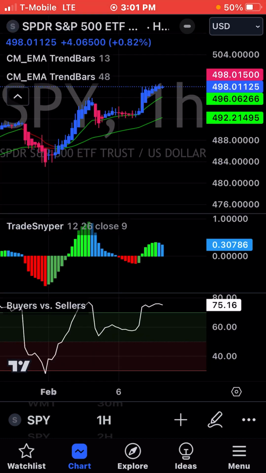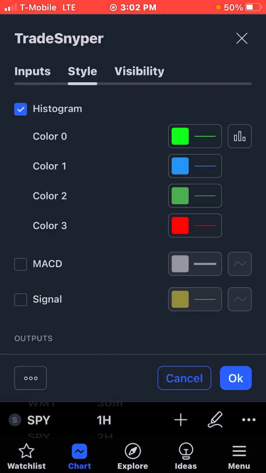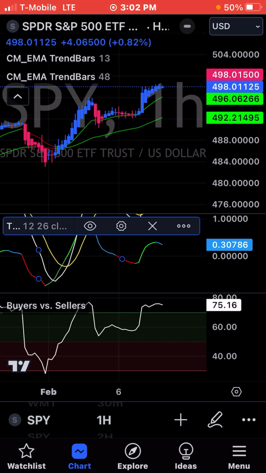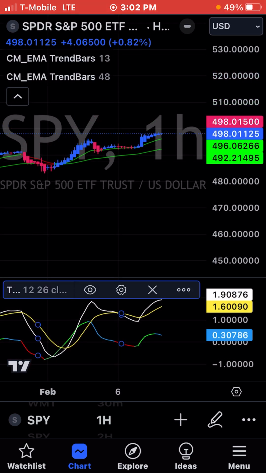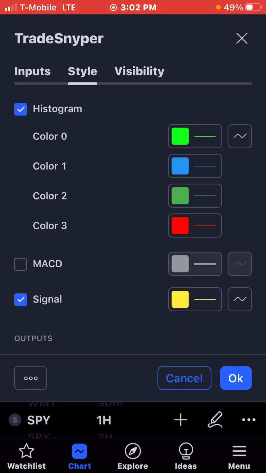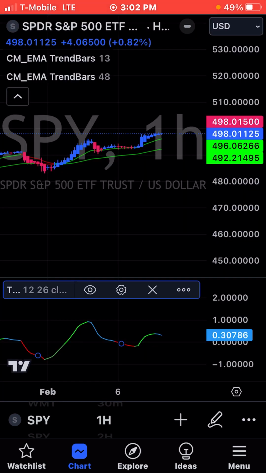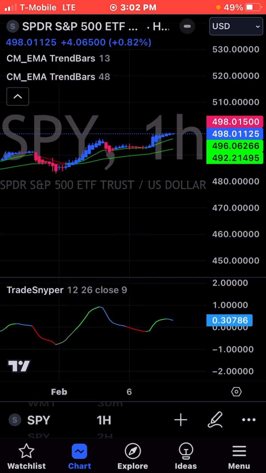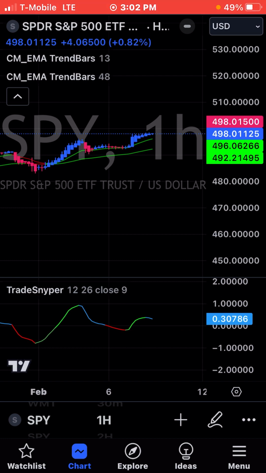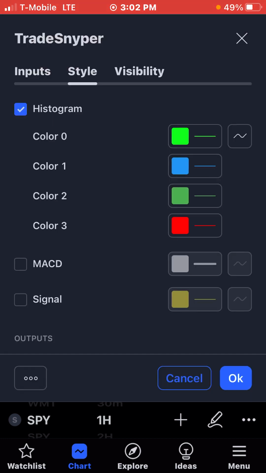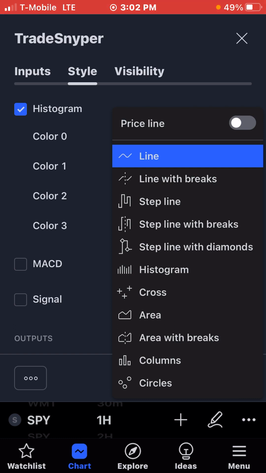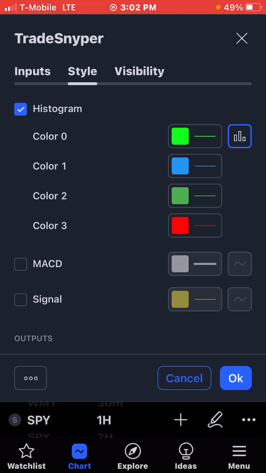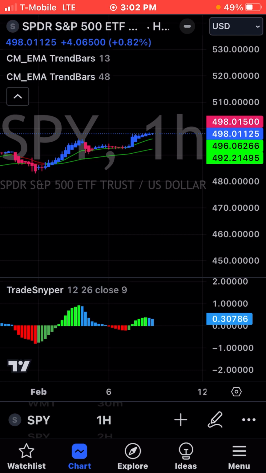Once you have it, by default it's going to look like this; I have mine custom. This will have the MACD with it. You really don't need it, so take out the MACD and the signal. And then you have it with the line. You can keep it with the line or you can change it up. I like to tweak it myself. I put it in with columns. It just looks better in my opinion, and with stocks you're able to see things really clearly.